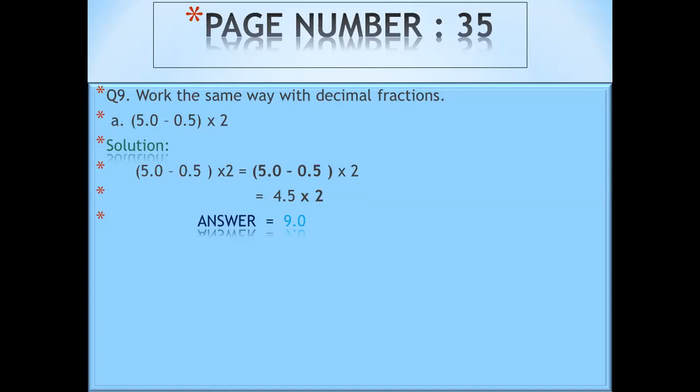5.0 minus 0.5. By subtracting these two numbers, the answer becomes 4.5. 4.5 multiplied by 2. When we multiply 4.5 with 2, 9.0 will be the answer.